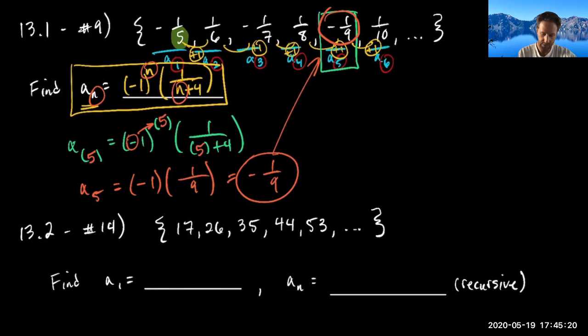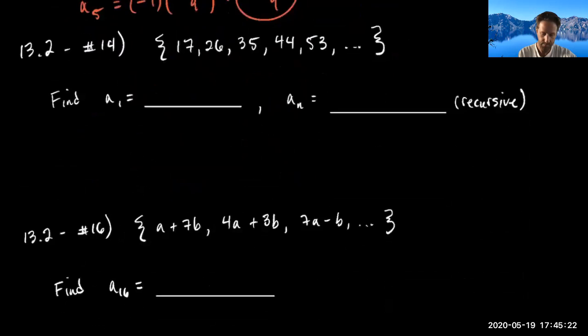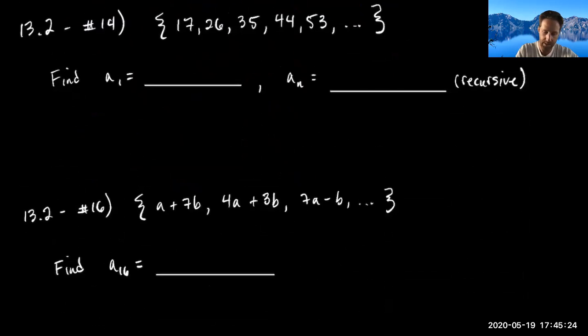Okay. So this next one here, number 14 on 13.2, is going to have a similar look where they're going to ask us to find the first term, which is pretty easy. It's 17. But they're going to ask us to not only find the nth term, that formula, that equation, but they want it in what is called a recursive form. How these things keep reoccurring or repeating. And if you can find a pattern, then you're off to the right start.